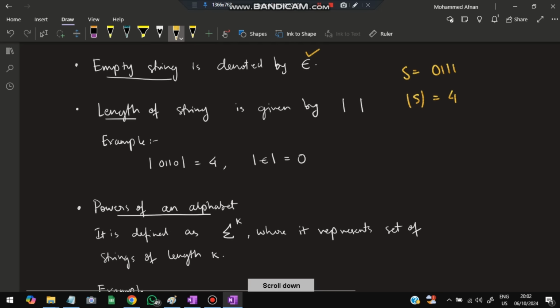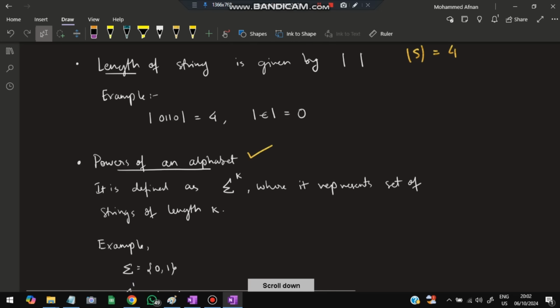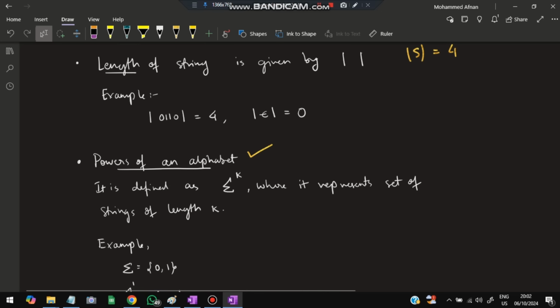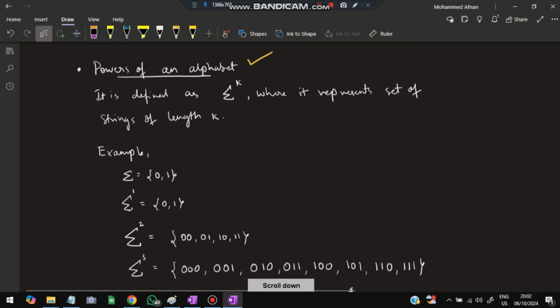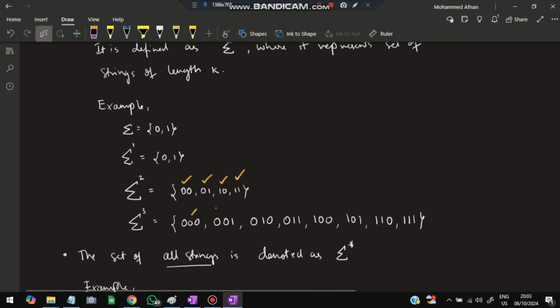Next, we need the powers of an alphabet. It is defined as sigma power k, where it represents the set of strings of length k. If I want strings of length k from the alphabet, I will write it like this. For example, if this is the sigma given to us, sigma power 1 will be equal to {0, 1} only. Sigma power 2, from 0 and 1, I have to make the strings of length 2. So it will be 00, 01, 10, and 11. If it is 3, I will write all of those strings here. So this is called the power of an alphabet.